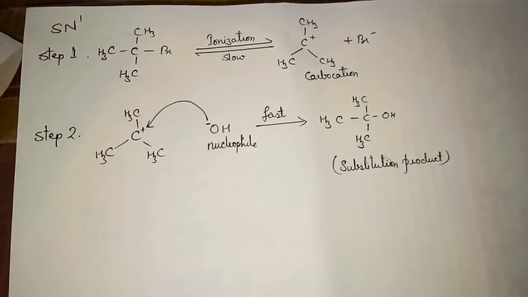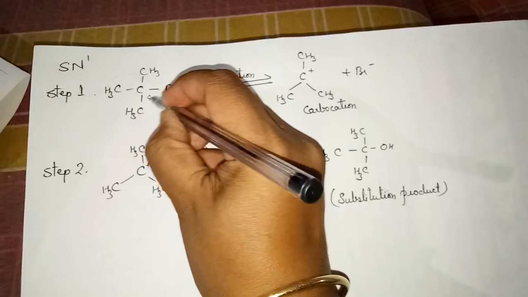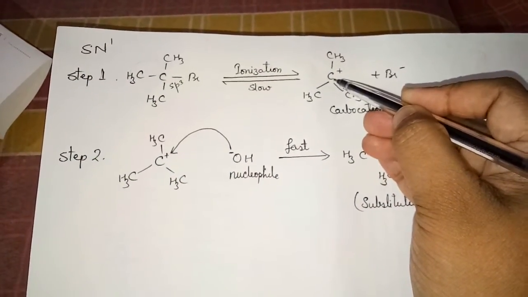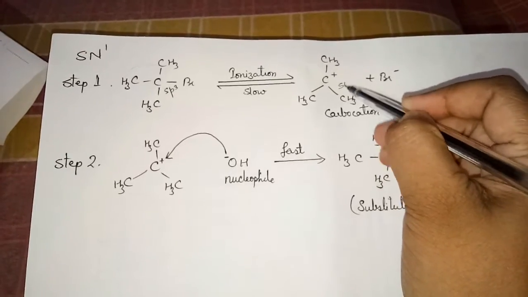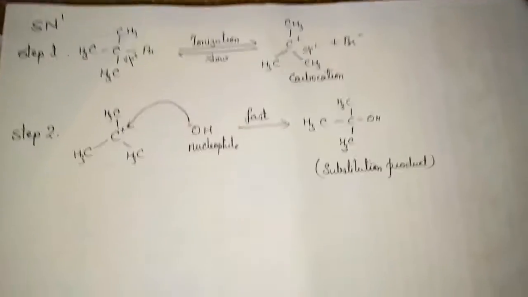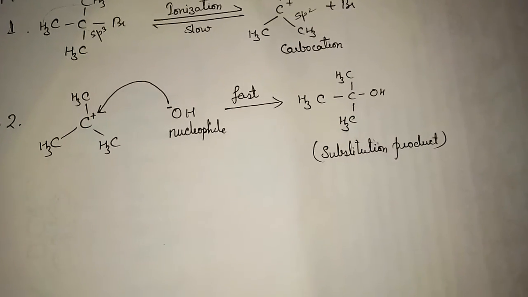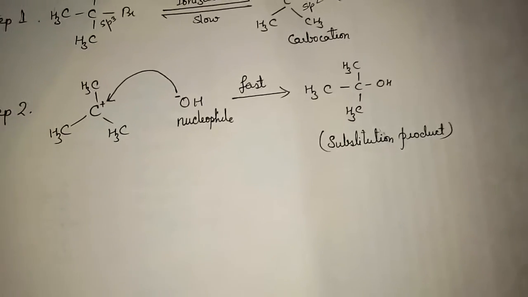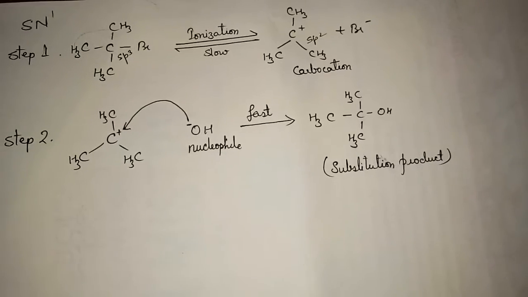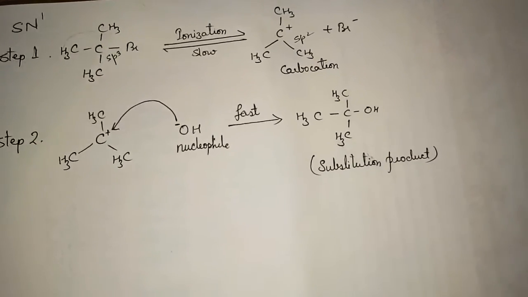Now this carbon is sp3 hybridized, and this carbocation forms sp2, that is trigonal planar. Now let's go through the reaction fast. This reaction takes place in tertiary butyl bromide, means we are studying the reaction in tertiary butyl bromide, and OH minus ion, it gives tertiary butyl alcohol.